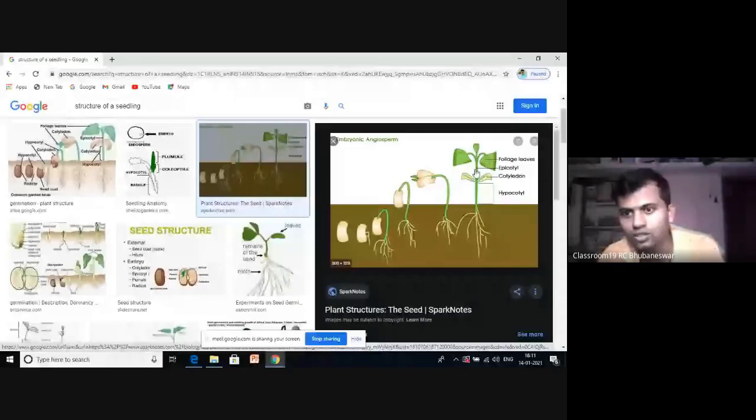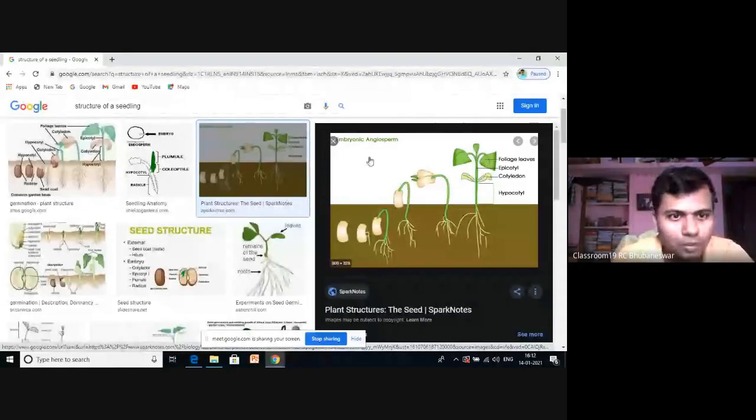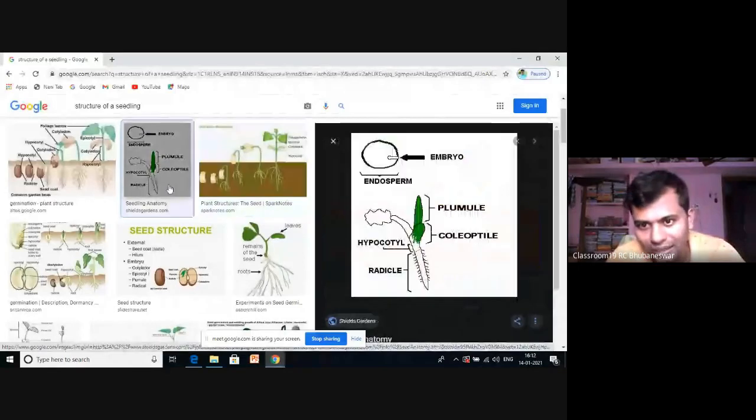A typical embryo has the radicle. Just above the radicle we have the hypocotyl. Just above the hypocotyl we have the cotyledon. Just above the cotyledon we have the epicotyl, and just above the epicotyl we have the plumule. Look at this figure. Here this is the radicle, this is the hypocotyl, this is the epicotyl. Now this is the cotyledon. Sorry, now this is our plumule.